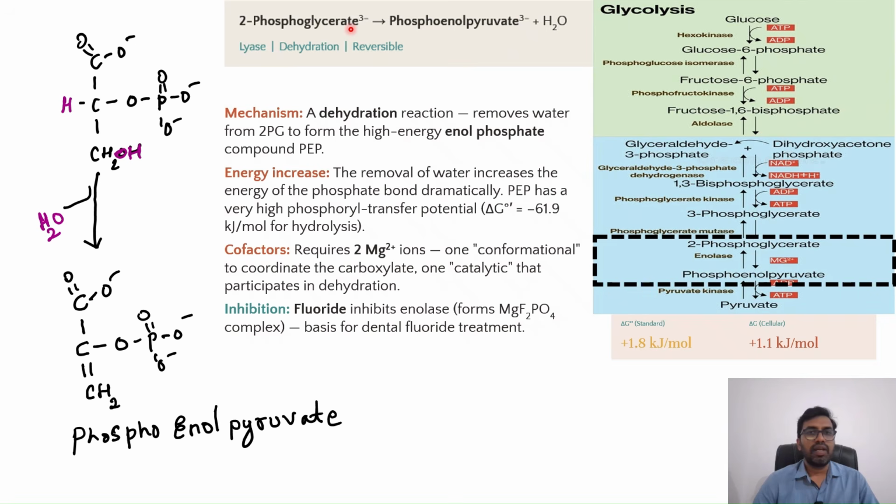This is the overall reaction: 2-phosphoglycerate gets converted into phosphoenol pyruvate with the elimination of a molecule of water. It is a lyase type of reaction, because it creates a double bond in the molecule with the removal of a group, that is the water molecule. It involves dehydration because of the elimination of a water molecule, and it is a highly reversible reaction.